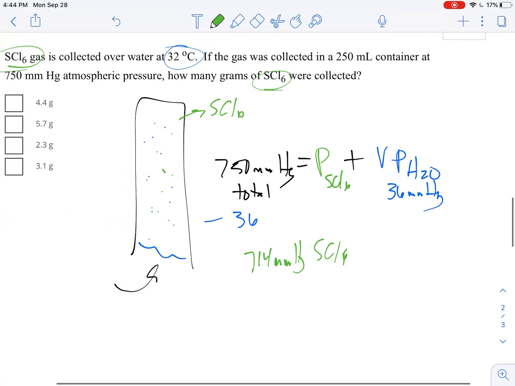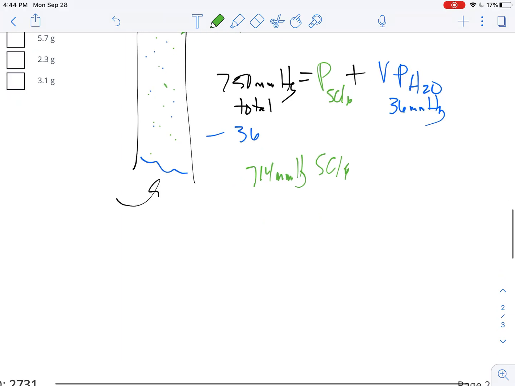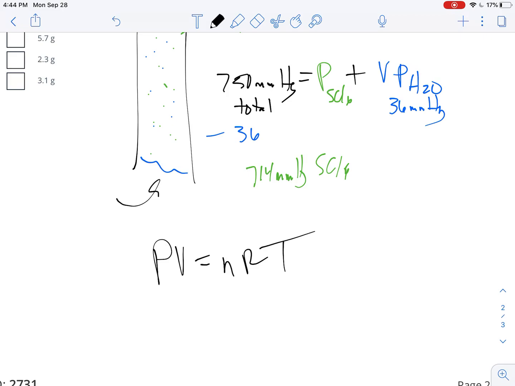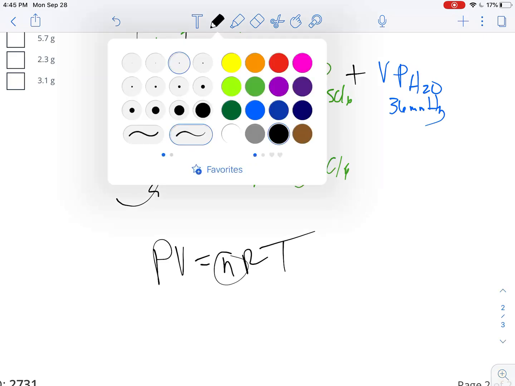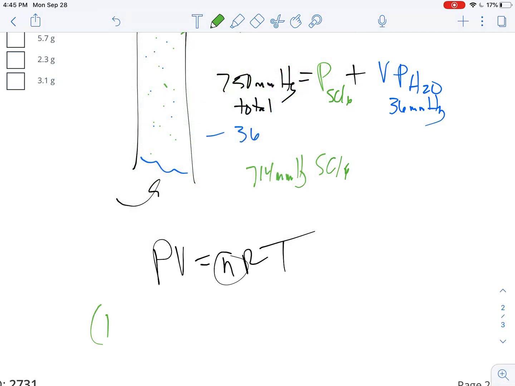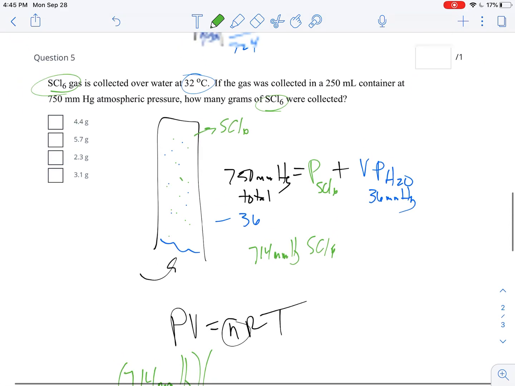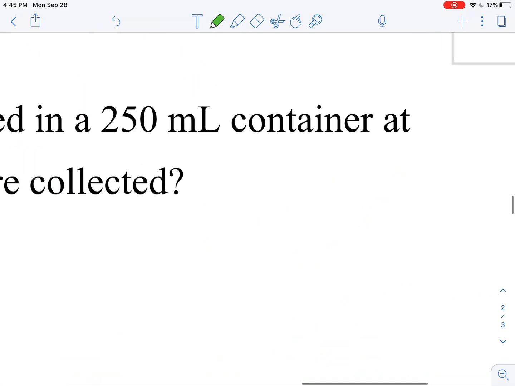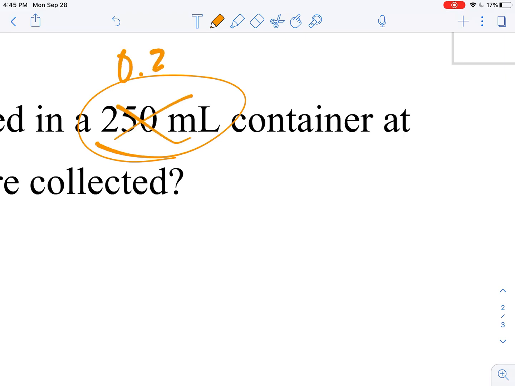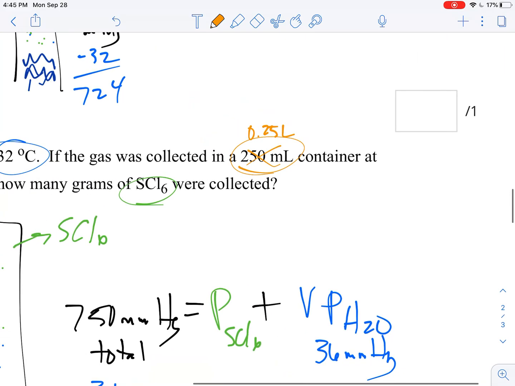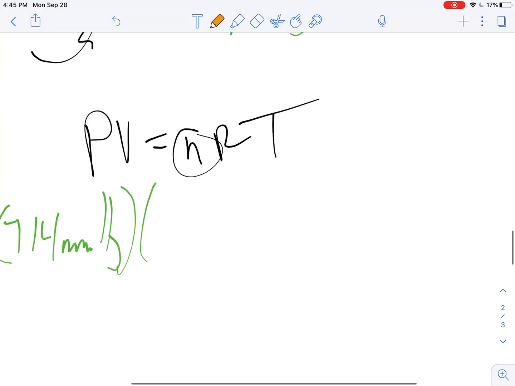Now what I want to do is get grams. Well, now all I have to do is PV equals nRT. So PV equals nRT, and I'm looking for n, because if I know moles, I know grams. I now know the pressure. The pressure is 714 millimeters of mercury. I now know the volume, because I told you that it was a 250 milliliter container. So 250 milliliters is 0.25 liters. So you come back down here and you call that 0.25 liters.